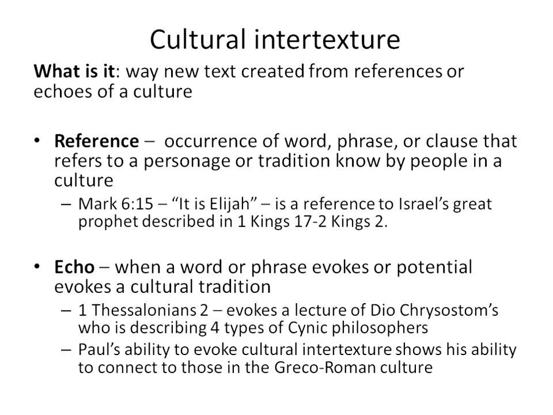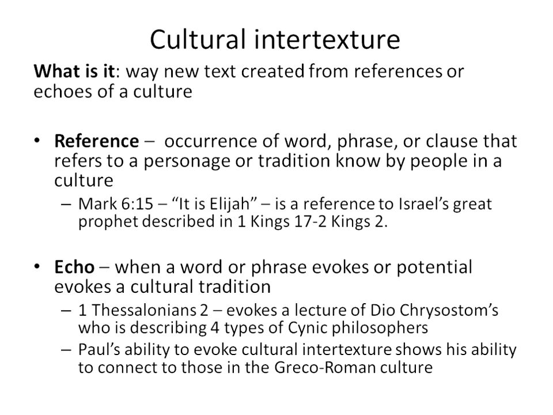Now, cultural intertexture. That's the way a new text is created from references or echoes of a culture. You can give a reference to a word, a phrase, or a clause that refers to a position or tradition known by a people. In Mark, it is Elijah, a reference to one of the greatest prophets. Even today in the Passover ceremony, you may have Elijah's chair for when Elijah comes to foretell the Messiah.